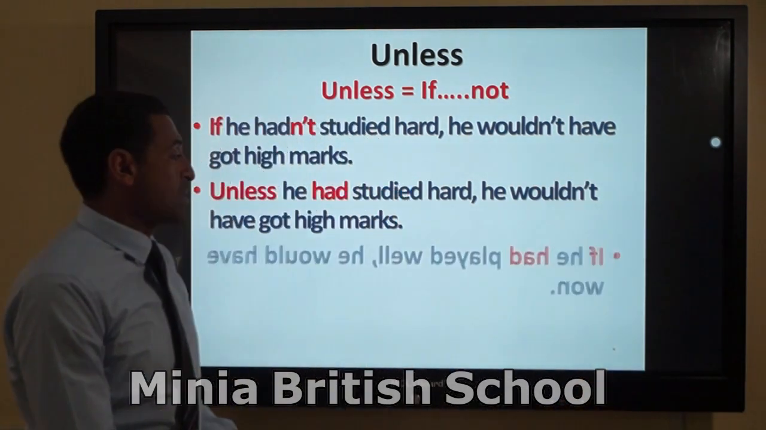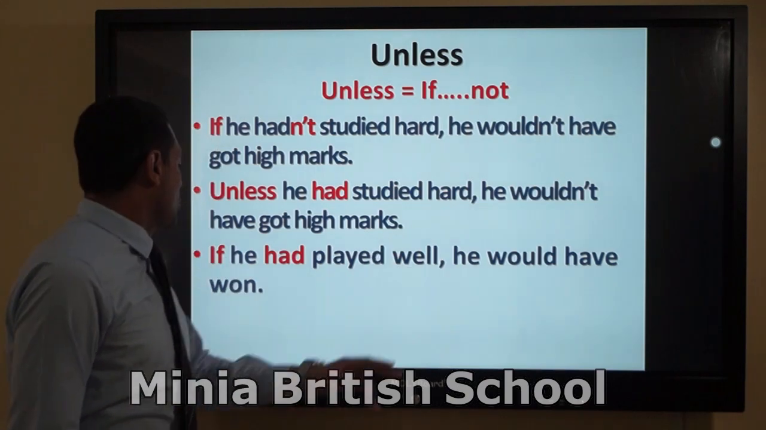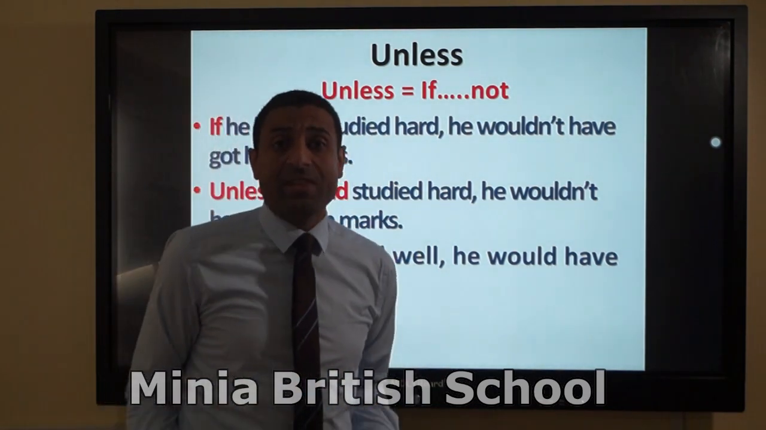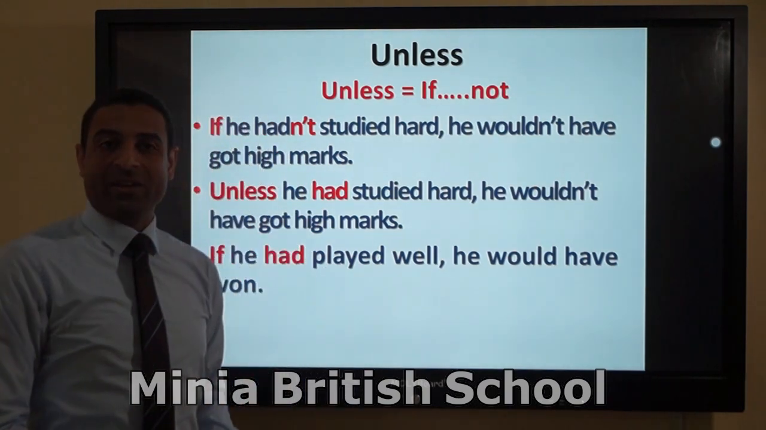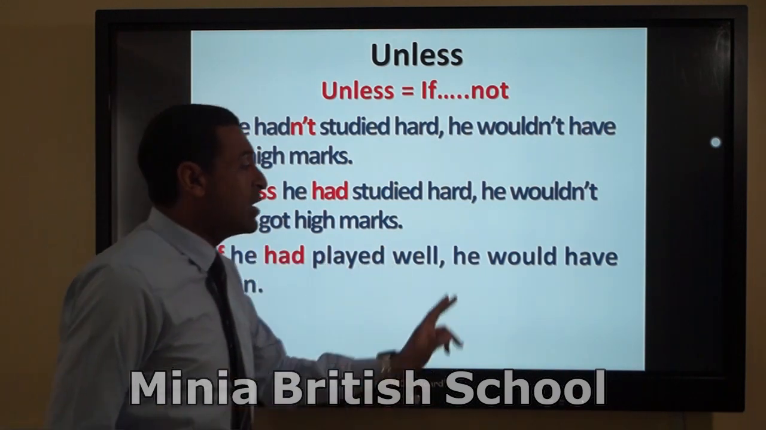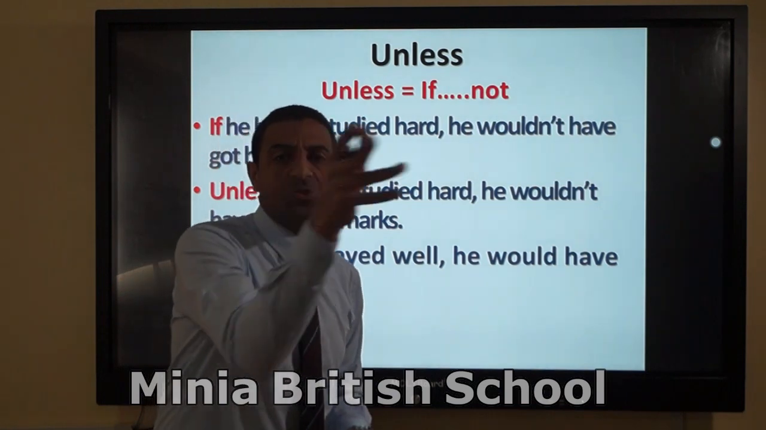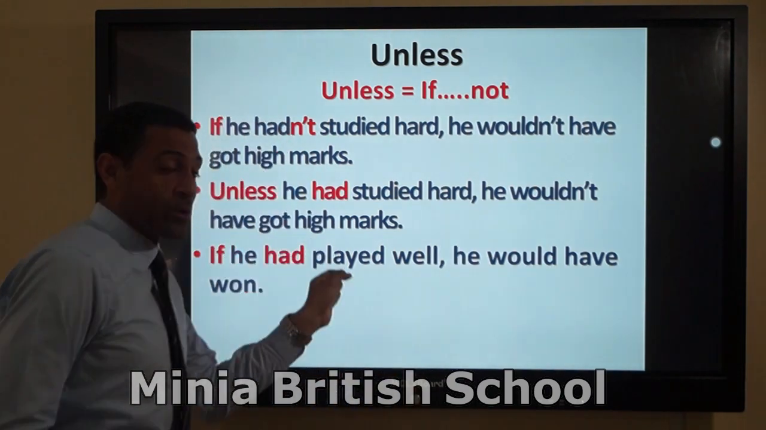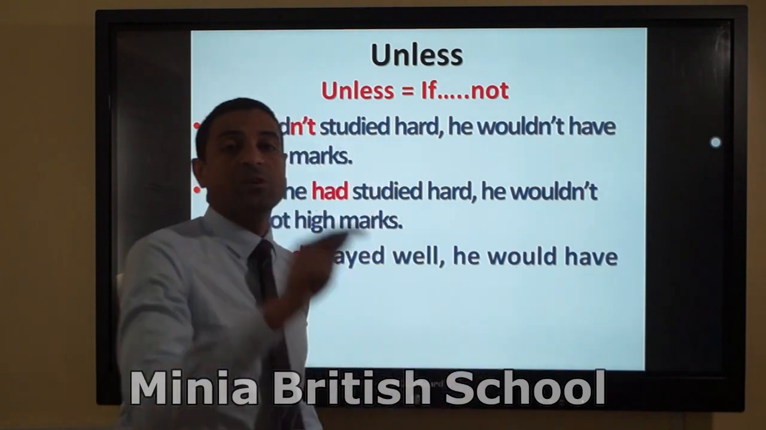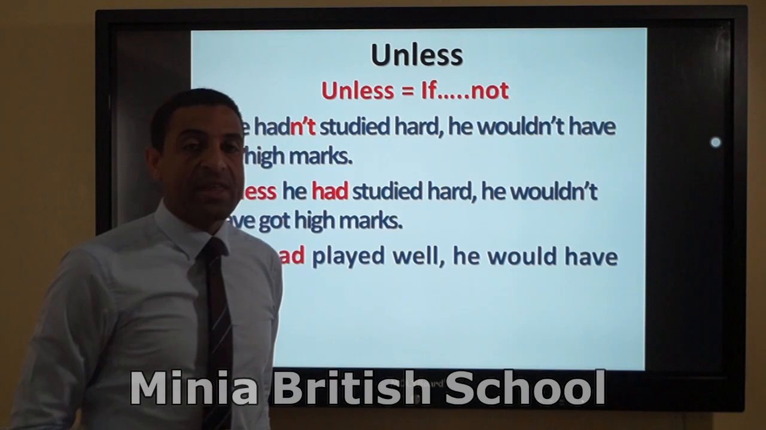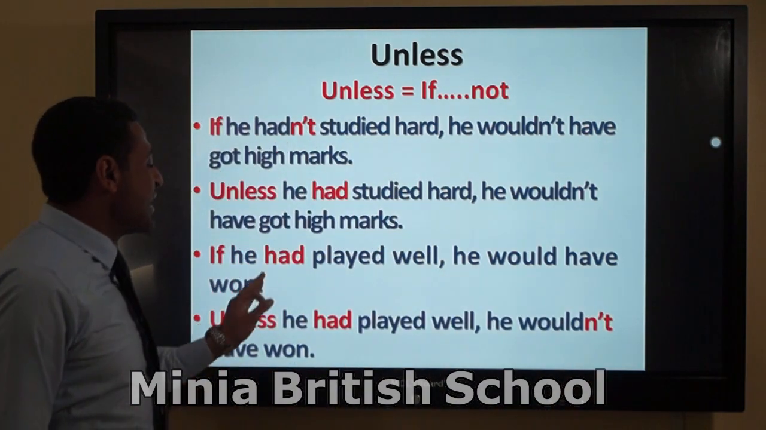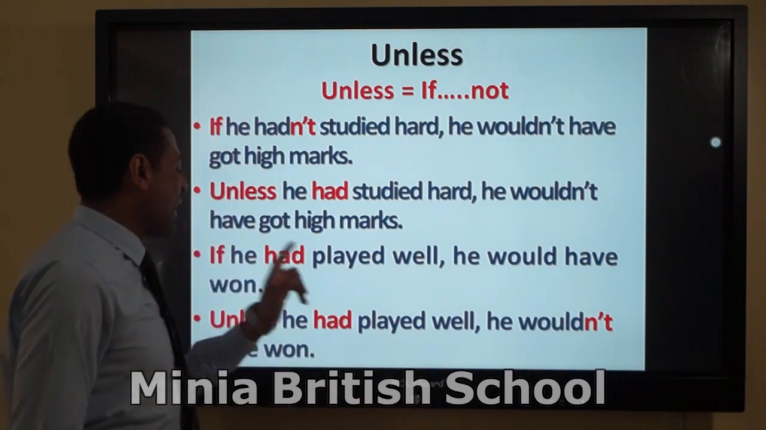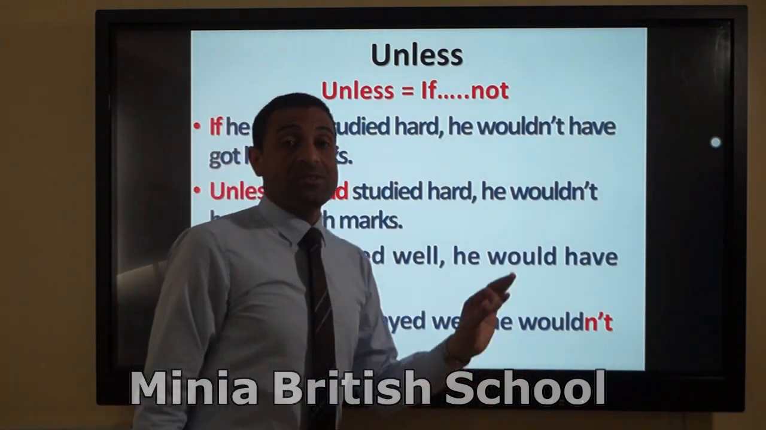Look at another example. If he had played well, he would have won. I don't have the word not here. It's an affirmative sentence, it's not negative. What can I do? What can you do now? So here, if he had played well, he would have won. Use unless. When you use unless and you don't have a negative form, change the main clause to negative. So here, unless he had played well, he wouldn't have won.